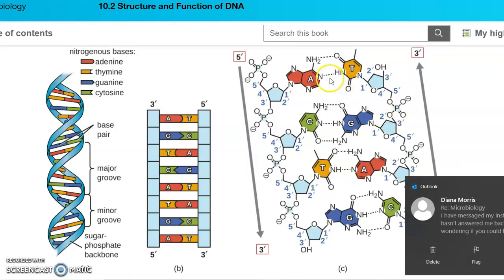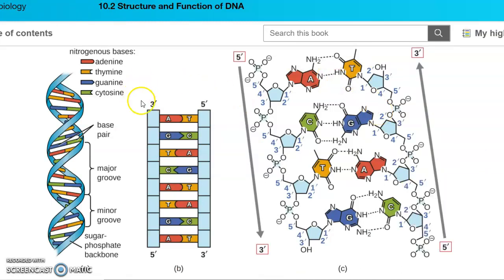So if we look at this a little bit closer, this is our double helix, our helical model of DNA, and if we straighten that out, again, we've got our sugar phosphate backbone here. And they are what we refer to as anti-parallel. They run in opposite directions, and that's why you see this 3' and 5' here. So the strands are running in opposite directions.